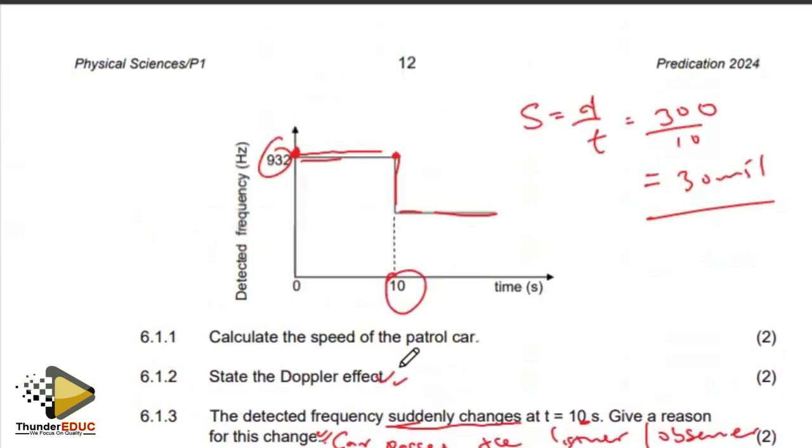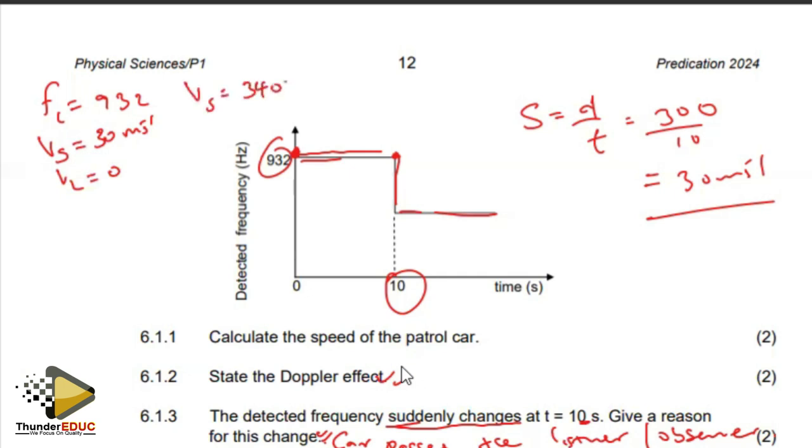So what we saw was that the frequency of the listener was 932. The velocity of the source was 30 meters per second. The velocity of the listener was 0. The velocity of sound is 340. Why am I saying Vs? It's supposed to be just a V. So what do they want? They want the frequency of the source.